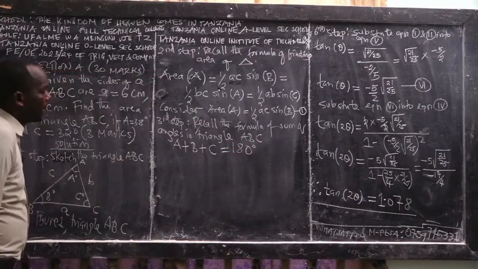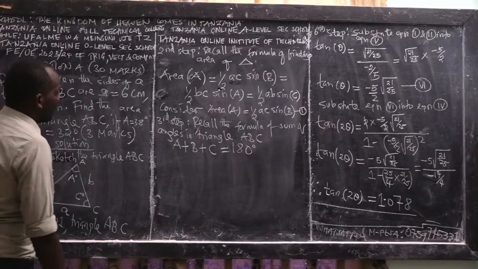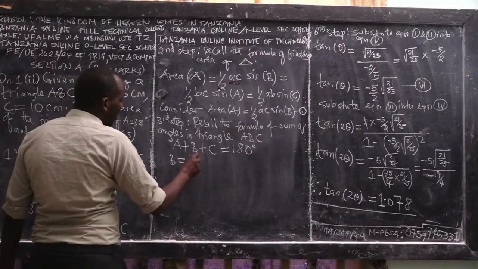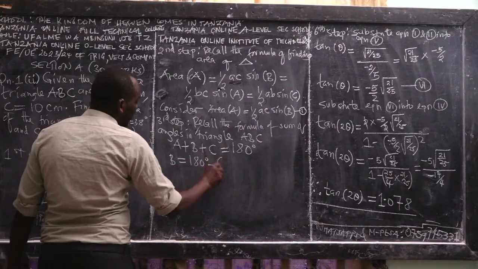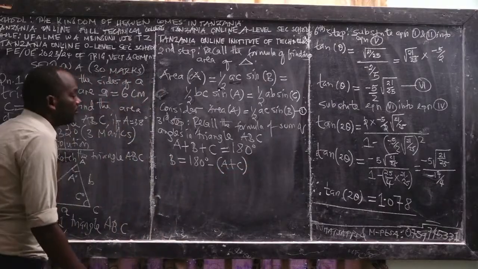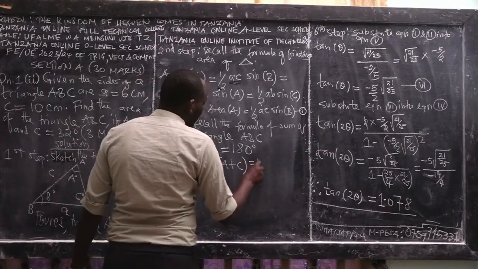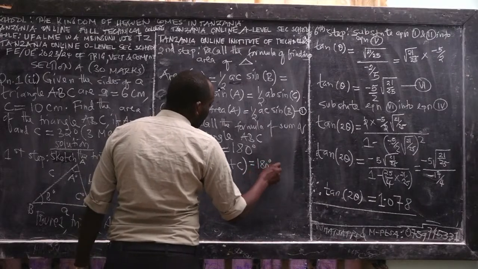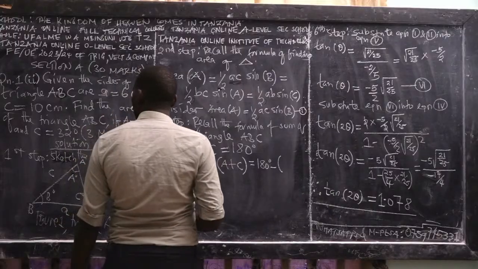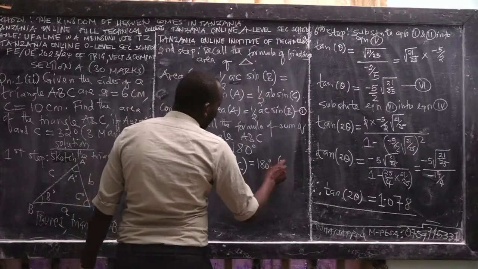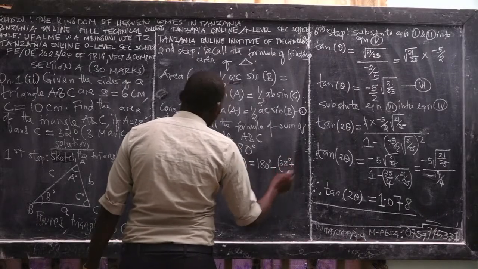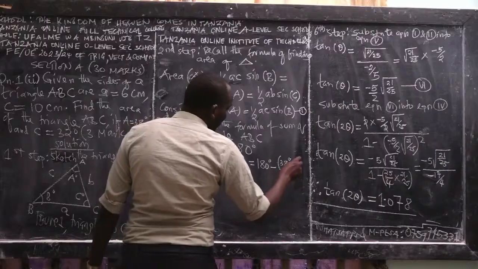Okay? Then, we have to find angle B. So make angle B the subject. Angle B is equal to 180 degrees minus angle A plus angle C. So this one is equal to 180 degrees minus what? Angle A is 38 degrees. And angle C is 32 degrees.